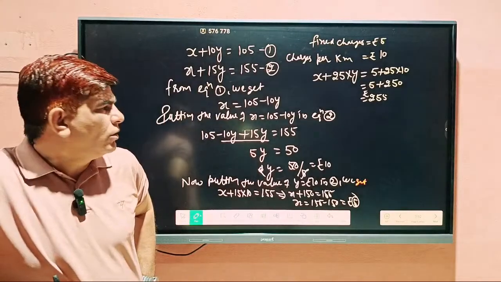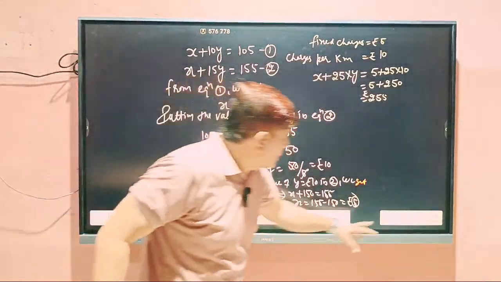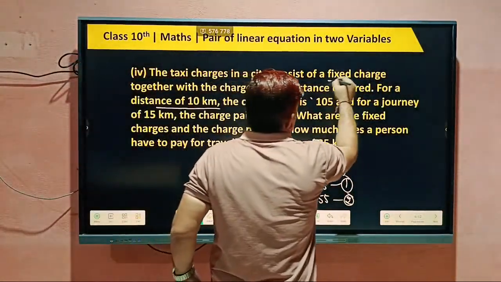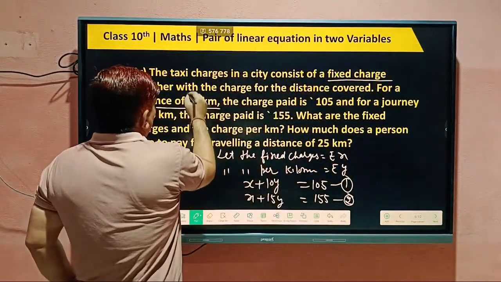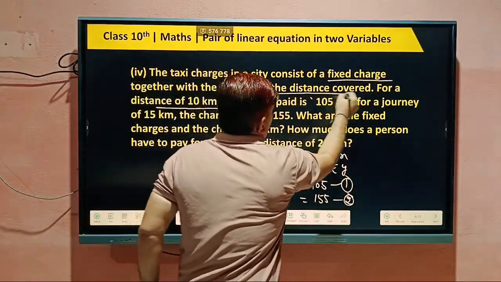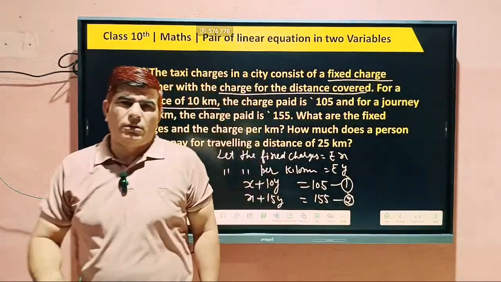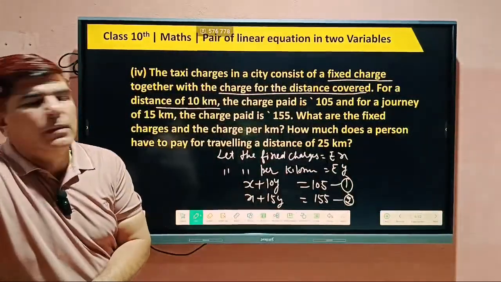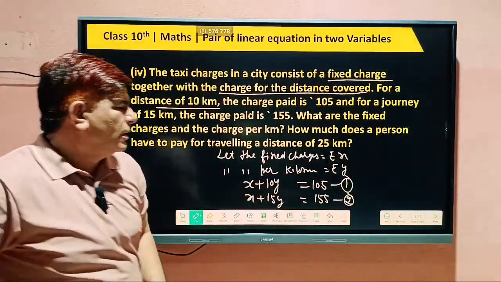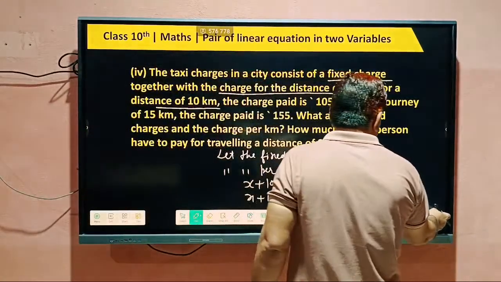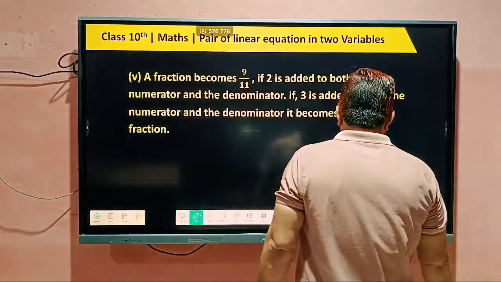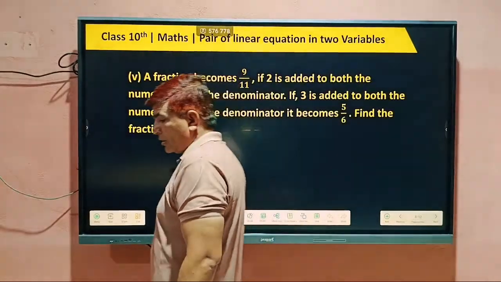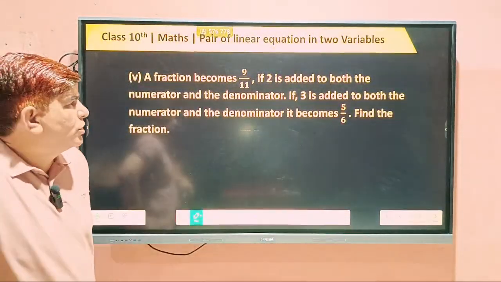Understood, all of you? Only this you have to understand. What is given? You have fixed charges, and you have to take them together with the charges for the distance covered. So there are two types of charges. You have to let the fixed charge be rupees X and the charge per kilometer be Y. I think you are able to show this in this way. This exercise is completed. One more question is left, the last part of this question.